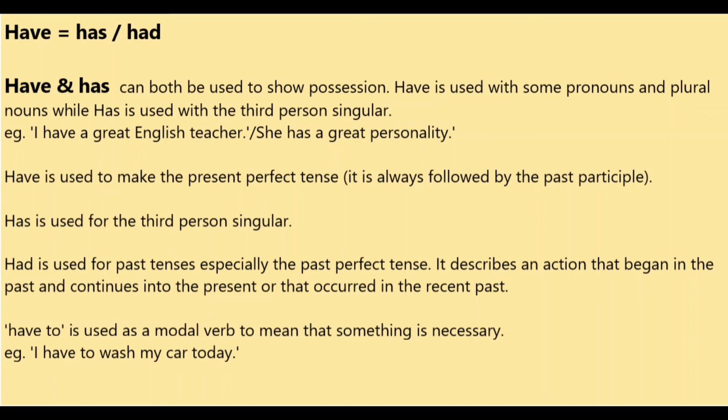Had is used for the past tense, especially in past perfect tense, or as the past tense of these. She had a great English teacher, now no more. It describes an action that began in the past and continues in the present, or that occurred in the recent past. You will see this when we are studying more about tenses. Have to is also used as a modal verb. In that case, "I have to wash my car today." So that is an example of the use of have.